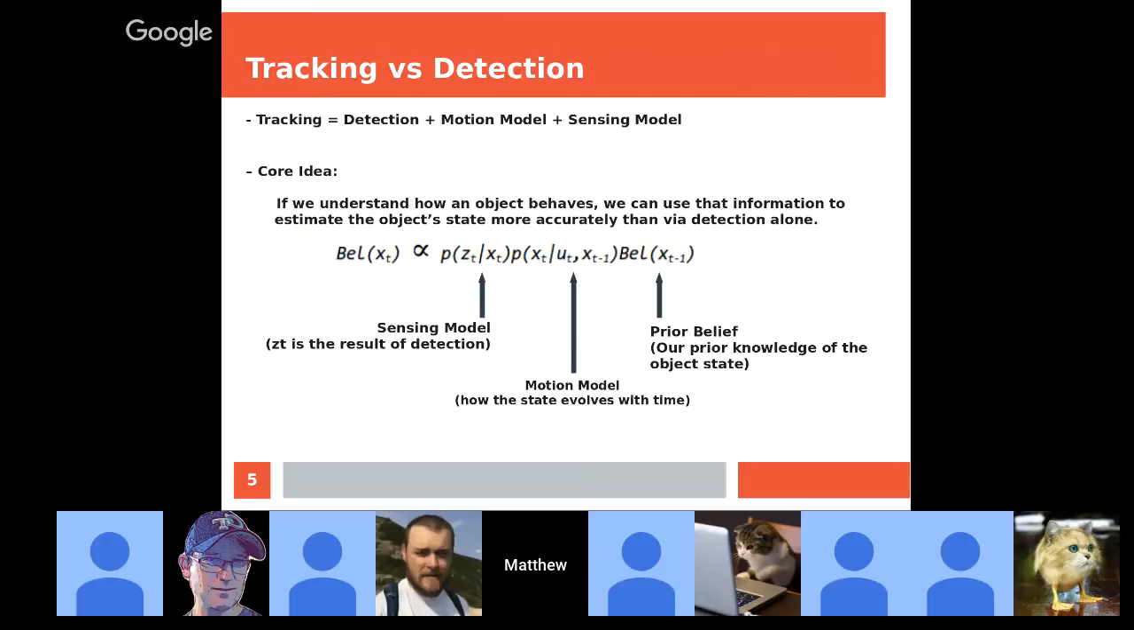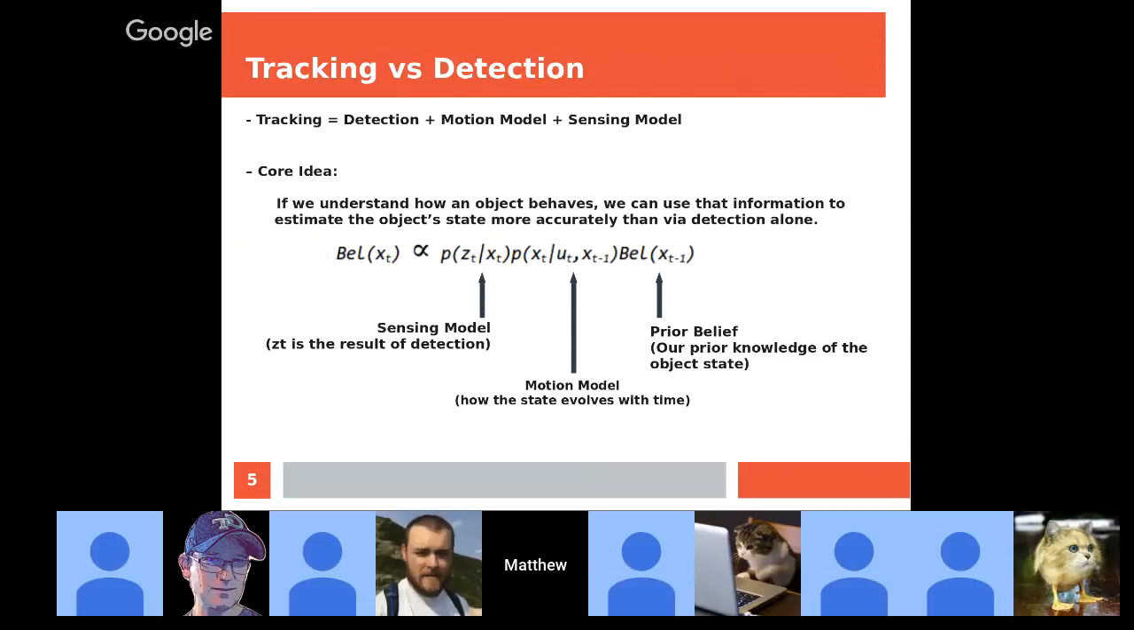And the core difference between just doing detection and tracking is that with tracking, we incorporate additional information. We typically have a motion model, which tells us how we think the object behaves, how its state evolves with time, or put less formally, how it moves. And we have a sensing model, which tells us how much we trust our measurements, and in particular, how much we trust our measurements relative to our motion model.